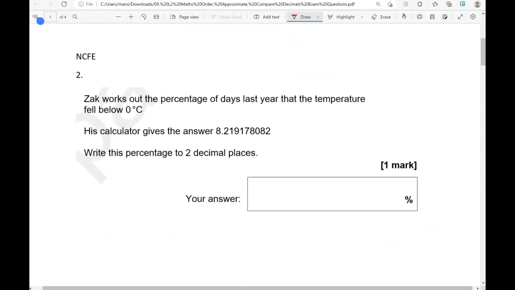Zach works out the percentage of days last year that the temperature fell below 0 degrees Celsius. His calculator gives the answer 8.21917802. Write this percentage to 2 decimal places. So, 2 decimal places. That's the cutoff point. Looking at the digit on the right, that's a 9. So, if it's 5, 6, 7, 8, or 9, we round up, which means this one here becomes a 2. So, 8.22%.